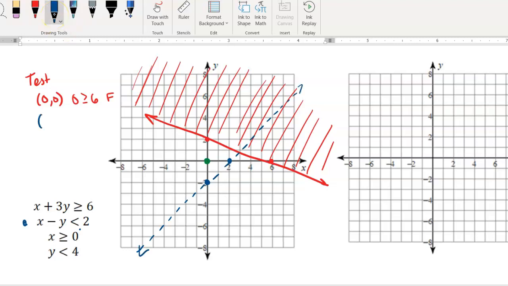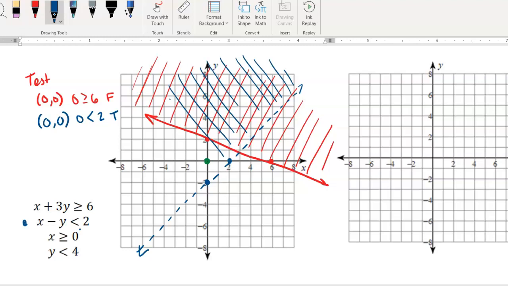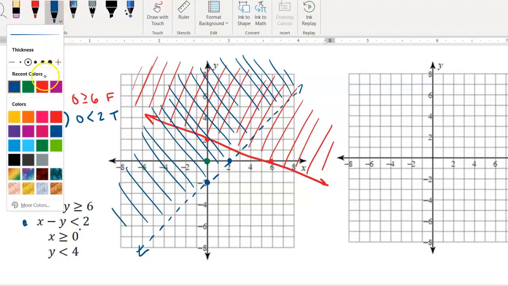So now we're going to use the test point. We can use 0, 0 again because the coordinate 0, 0 is not on the line that we just graphed. If I do that, I get the statement 0 is less than 2. That's true. 0 is less than 2, so I'm going to shade on the side of the line that has our test point. So that would be on this side of the line. All right, so right now my feasible region is the area where we have the blue and the red lines, but we still have these other 2 inequalities.